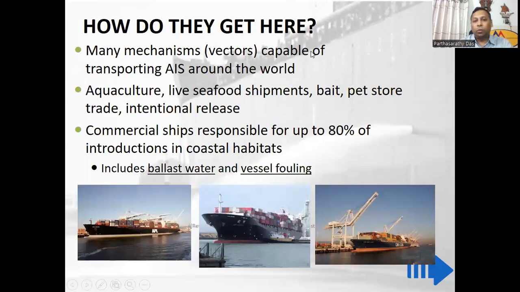Now, the question is how do they get here? There are many mechanisms which are capable of transporting AIS around the world. Here we can see agriculture, live seafood shipments, the bait store trade, and international releases, which can at times be deliberate releases. Lastly, we see the commercial ships, which are responsible for up to 80% of the introductions in coastal habitats, which includes the ballast water and vessel fouling system. You can see in the photographs the vessels lying at the port. These are the vessels which are liable for bringing these AIS from other places and releasing them in these particular ports.